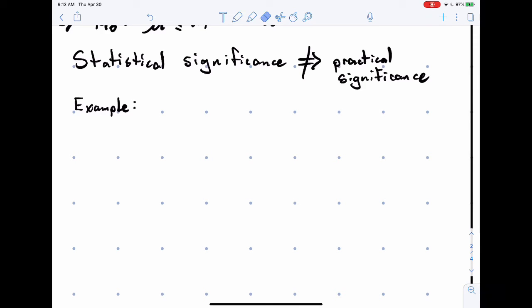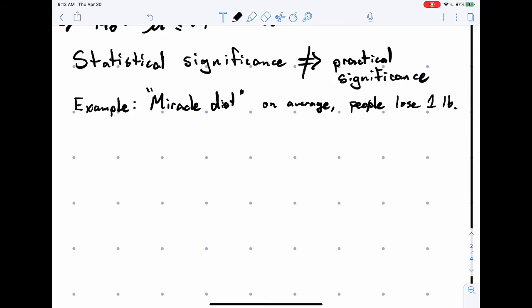So here's an example. A new miracle diet program comes out. And on average, people lose, say, 1 pound of weight. So this could be very statistically significant. You could get a bunch of people, put them all on the miracle diet, and find out that they lose 1 pound. But practically, this isn't a significant enough difference for people who are looking to lose weight by changing their diet. So this is relatively small, and that is not practically significant.